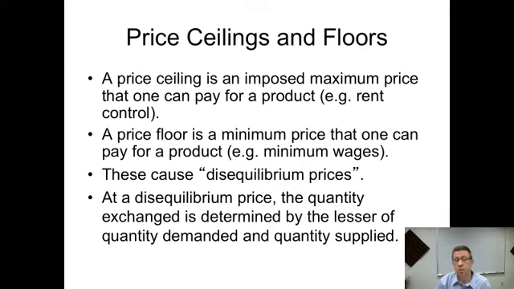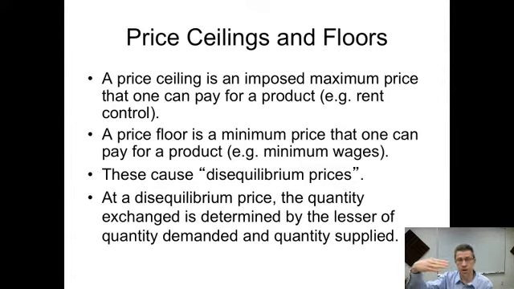But at a disequilibrium price, the quantity exchanged is determined by the lesser of the quantity demanded and quantity supplied. Right? So if you're at a market and the product's selling for $5 and you impose a maximum price of $3, consumers are going to think, what a great deal, and they will want to buy more. But sellers won't think it's such a good deal, and they will want to sell less. At a disequilibrium price, sellers want to sell less, buyers want to buy more. Sellers aren't going to sell more, though. So the quantity exchanged is going to be determined by the amount that sellers will provide, the lesser of the two.